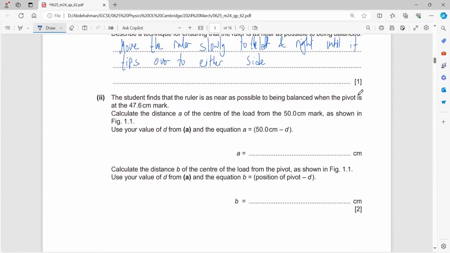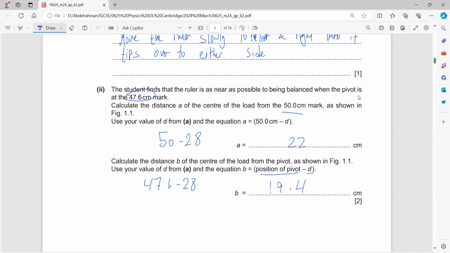The student finds that the ruler is as near as possible to being balanced when the pivot is at the 47.6 centimeter mark. Calculate the distance A of the center of the load from the 50 centimeter mark. Okay, that's easy. 50 minus D, 50 minus 28 is 22 centimeters. Calculate the distance B of the center of the load. You can use the equation, the position of the pivot minus D. The position of the pivot was 47.6 minus 28. This would give a value of 19.4 centimeters. Quite easy.